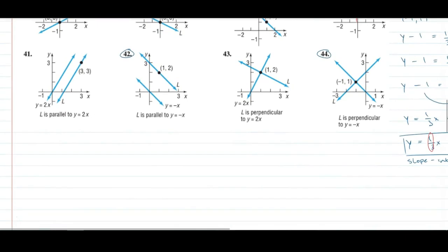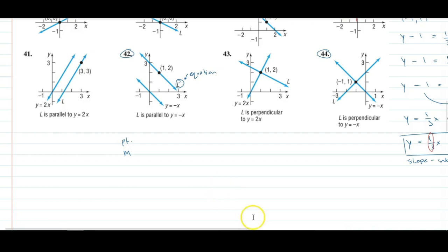Now let's go to number 42. In number 42, basically, it's the same exact thing. You need a point and you need a slope, all right? You can't start till you have both of them. Now the objective is to find the equation of this line, all right? We got to find the equation for this line L. That's what the instructions say.